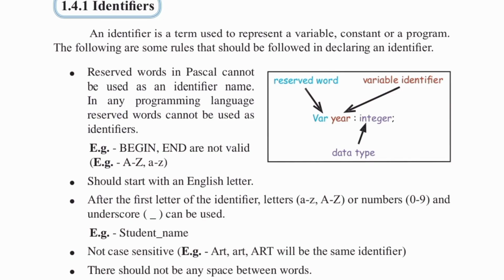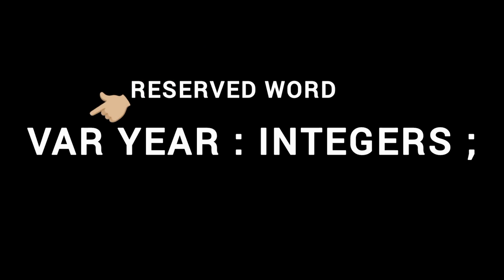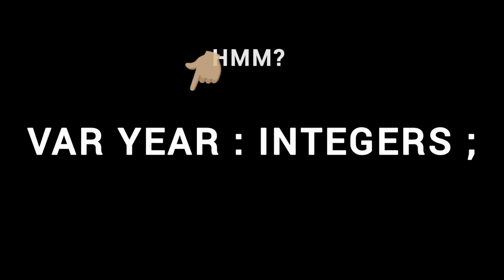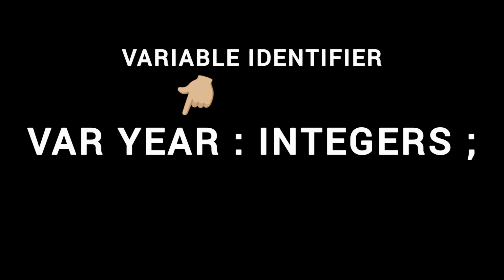Alright, so in identifiers it says reserved words in Pascal cannot be used as identifier names. In any programming language, reserved words cannot be used as identifiers. So in this example that you can see, now you already know what the reserved word is. What is it? Yes, exactly, the var. And now we also know that integer is a data type. So if so, then what is year? Exactly. So now here, year is the variable identifier.